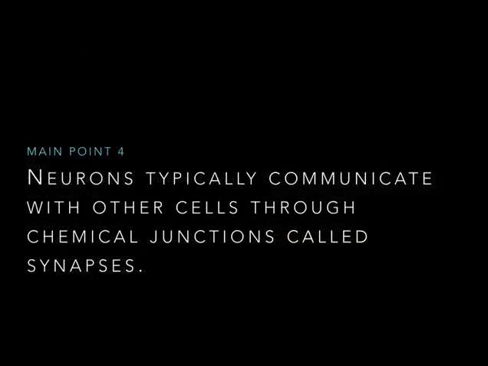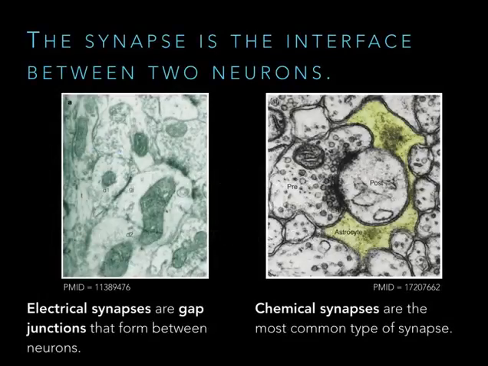The whole purpose of this, though, is to communicate through little junctions called synapses. So we generate an action potential. That's wonderful, but it means nothing if we can't tell the next cell about it. Okay? So we talk between cells at synapses.